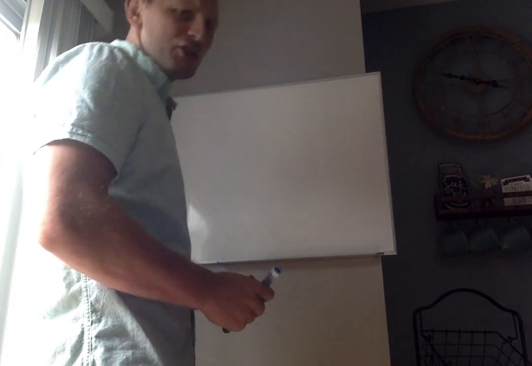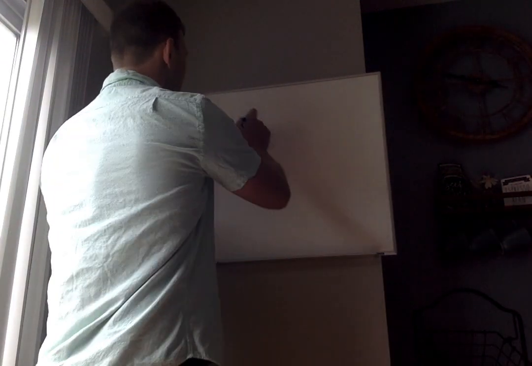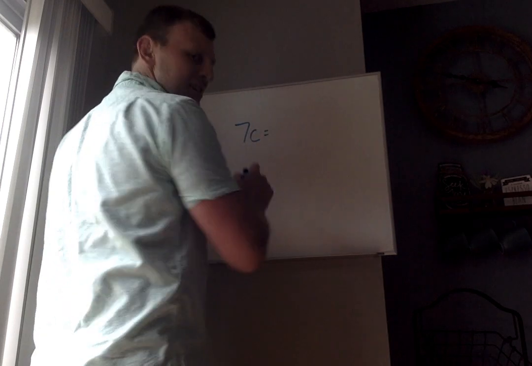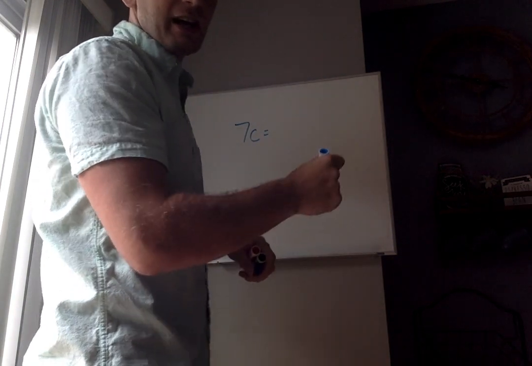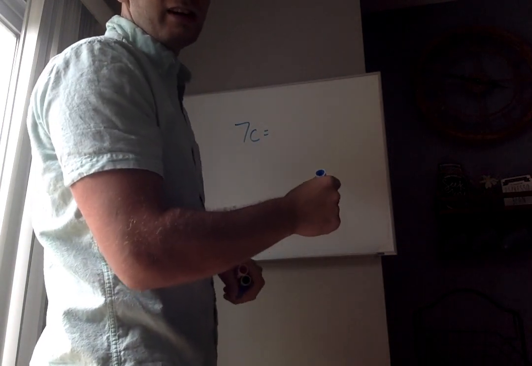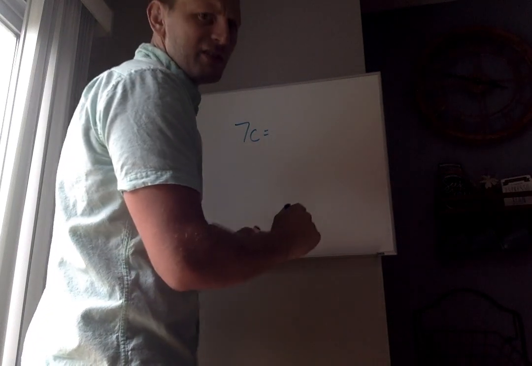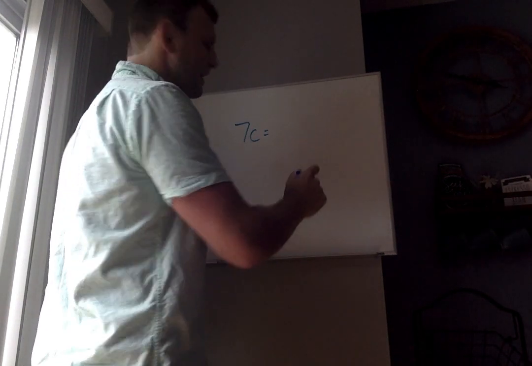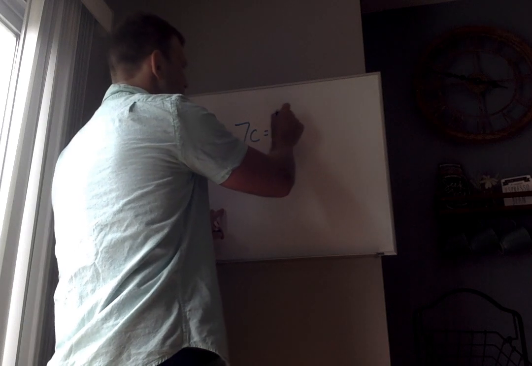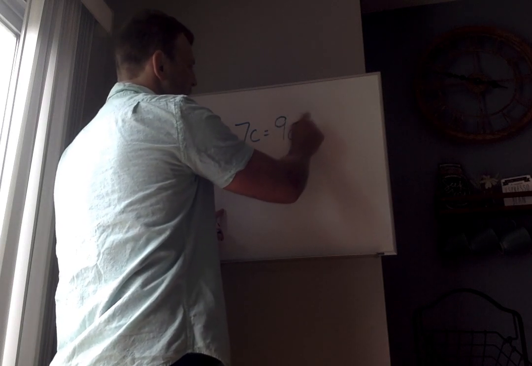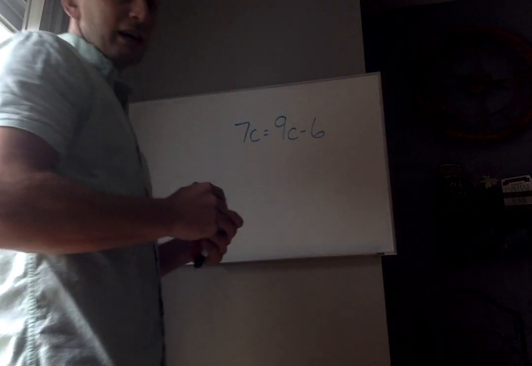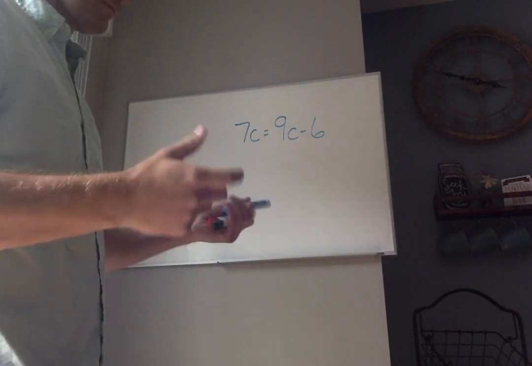All right, this video is going to show you how to solve equations with variables on both sides. Specifically, it's going to help you out with solving IXL, Algebra 1, J6, solve equations with variables on both sides. So it starts out with 7c equals 9c minus 6. So a couple different ways you can do it.